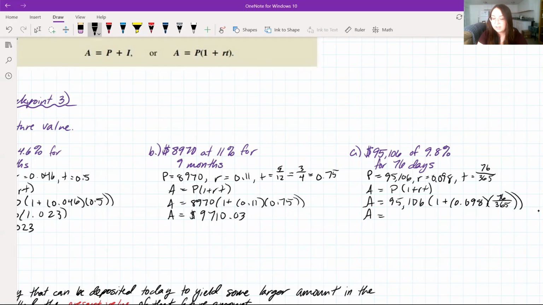And we see that an investment of $95,106 with an interest rate of 9.8% for 76 days will earn us the value of $97,046.68. So now we know that's how much it would accrue after just 76 days.